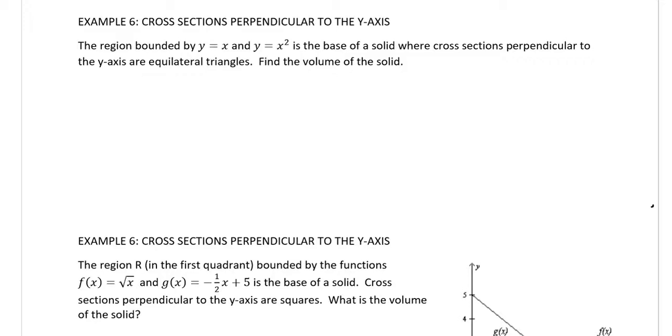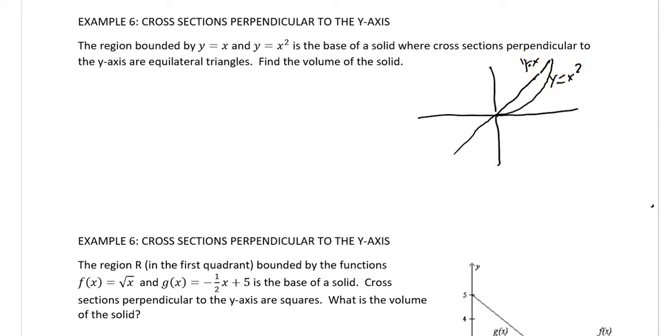Okay. So let's draw the region. We've seen this region before. We know y equals x goes like this through the origin here. y equals x squared touches the origin and then comes up like this. There is our region. So this of course is y equals x and y equals x squared.